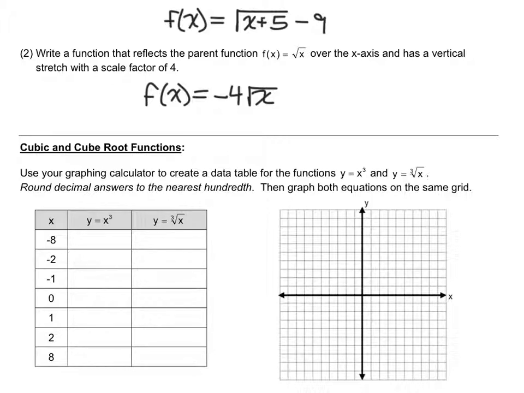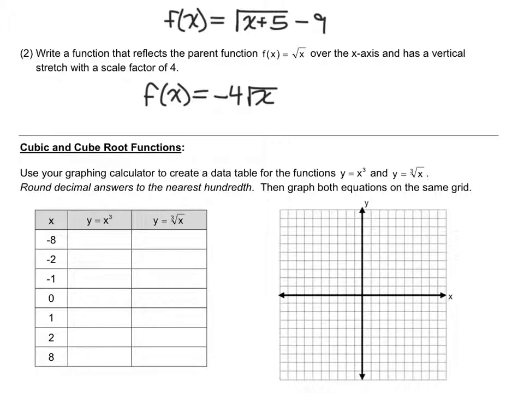So you go into the second window, which is table set. Don't worry about table start or anything like that. Under independent, make it say ask. So hit enter on ask. Then when you go into table, it'll have a blank set of values.